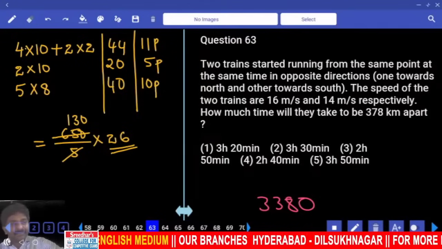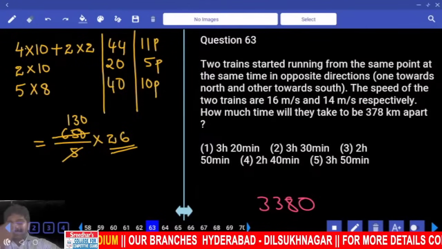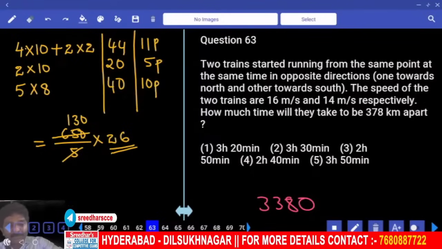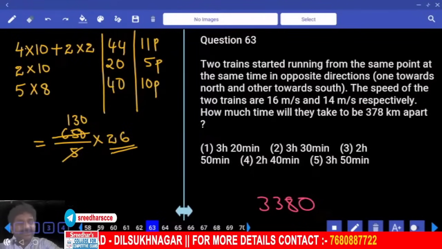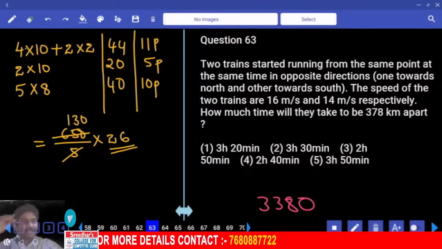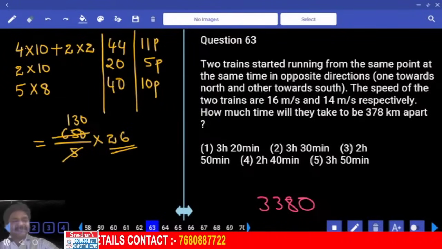Two trains started running from the same point at the same time in opposite directions, one towards north and the other towards south. The speeds of the two trains are 16 meters per second and 14 meters per second respectively. How much time will they take to be 378 kilometers apart?